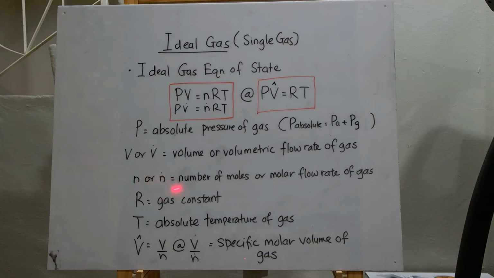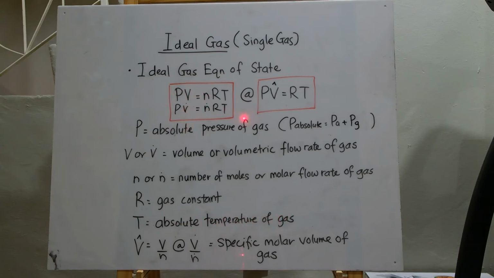N or n dot is the number of moles or the molar flow rate of the gas. R is the gas constant. You can find the gas constant at the back of your textbook, so please go and check. There are several gas constants you can use in this equation depending on the units given as your information, so you can choose your gas constant. And T in this equation means the absolute temperature of the gas.